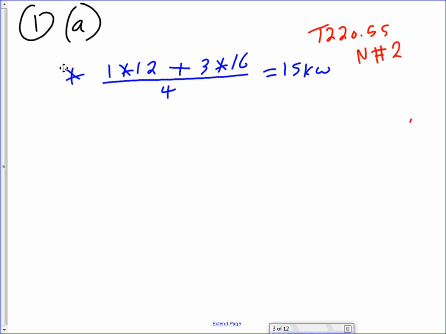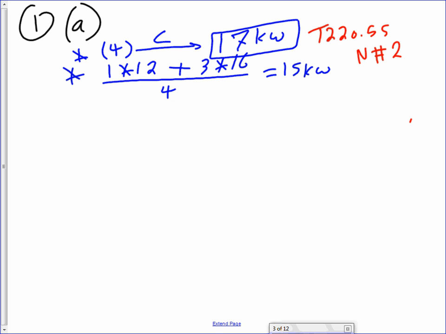Well, I think maybe the best way to do it first is to find the demand for these. So how many of them do I have? I have 1, 3. I have 4 ranges under C. What's the demand for 4 ranges under C? How much? 17 kW. Okay, so that's probably the start point. So 17 kW, that's for the 4 of them.